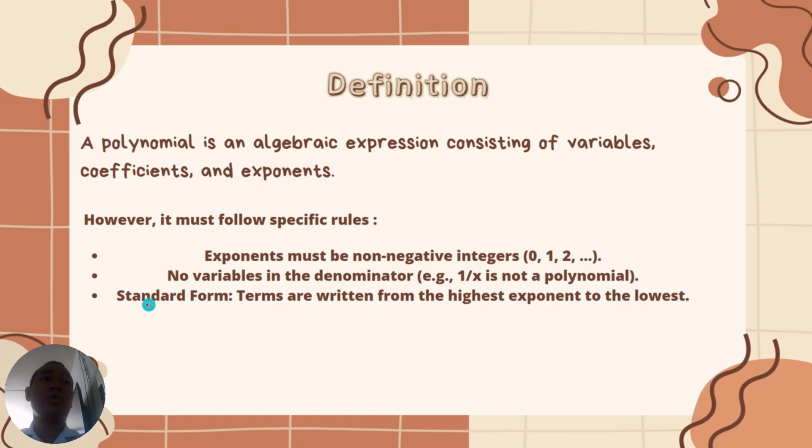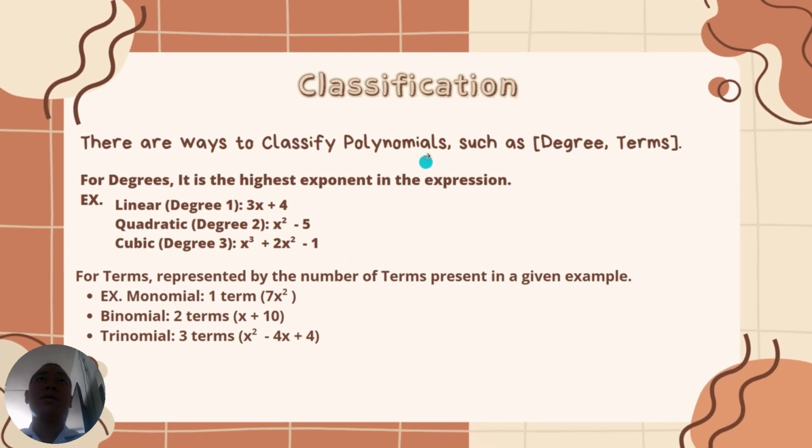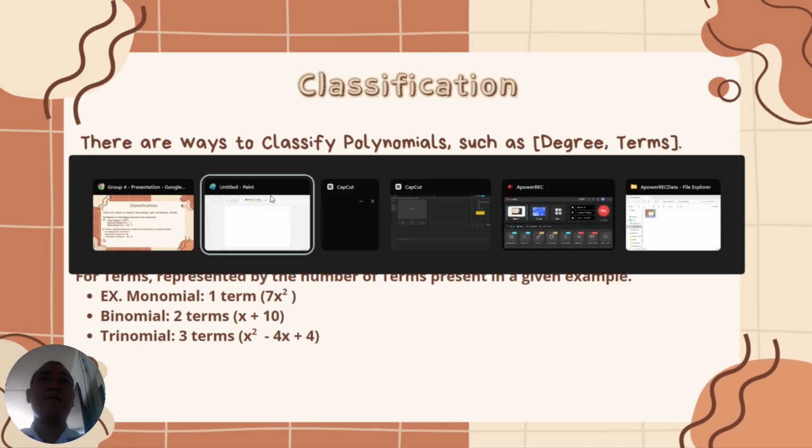Now, there's also the standard form. Terms are written from the highest exponent to the lowest. There are also ways to classify polynomials, such as by degree or terms. For degrees, it is the highest exponent in the expression. For example, linear is 3x plus 4. The highest exponent here is on 3x, as there's always a hidden 1 above.